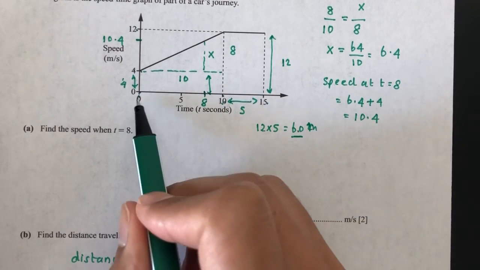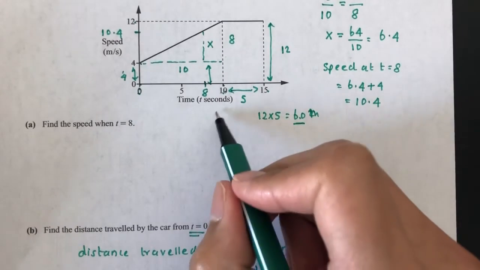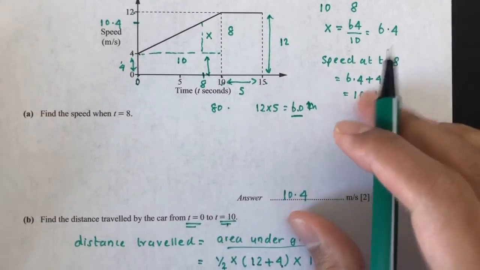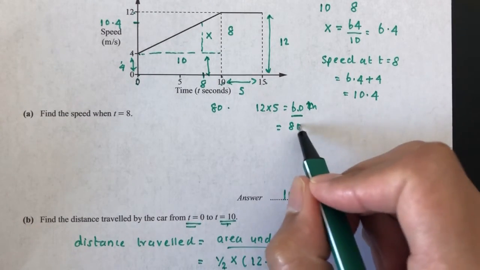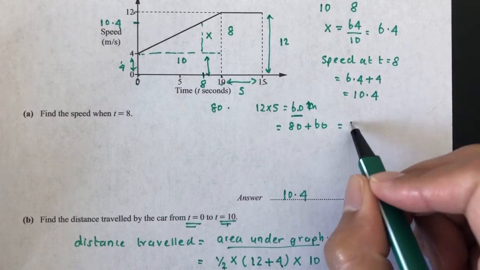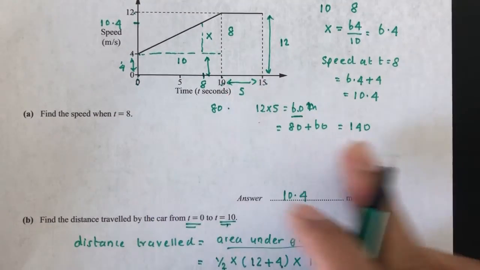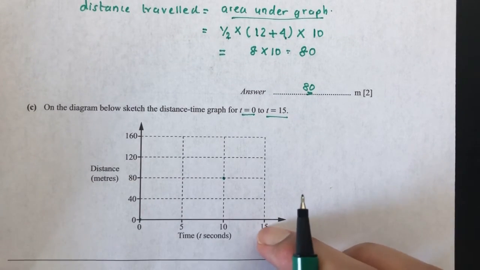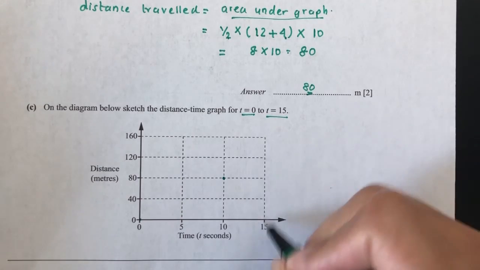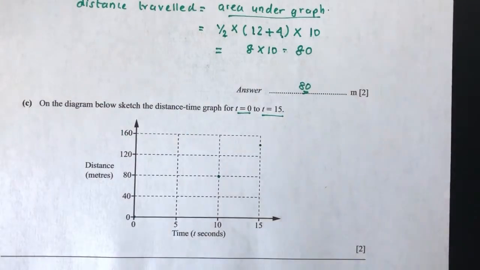So the distance traveled from 0 to 10 is this 80. So the total distance traveled from 0 to 15 is what? It is 80 plus 60, that would be 140. So we know at time 15, we have traveled a distance of 140. So time 15, distance traveled is 140. It will be about here, 140 for distance traveled.